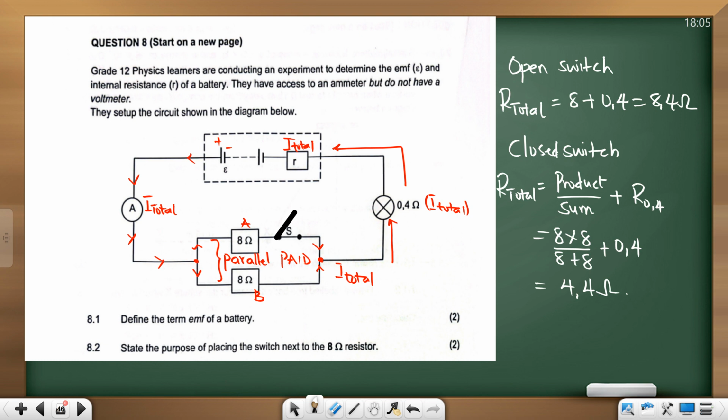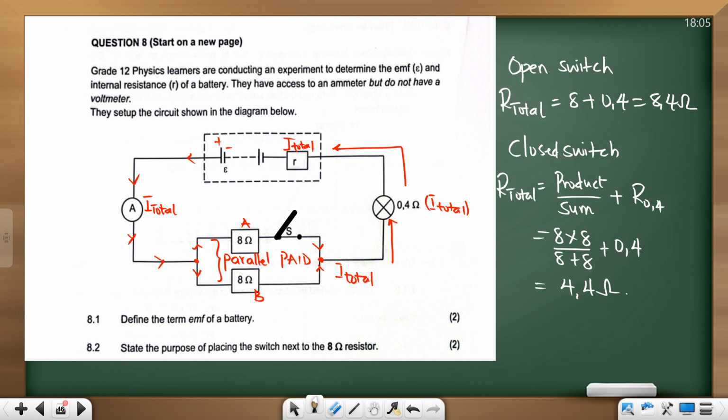Okay. What is the relationship between resistance and current? Inversely proportional. Do you notice when the switch is open, what's the value of the resistance? 8.4. But when we close it, what is the value of the resistance? What happened? It decreased. If resistance decreases, what happens to current? It will increase because they are inversely proportional. Did that make sense? So when the resistance is high, current will be low. When the resistance is low, current will be high. So take note of those tiny little things that examiners want to test you on. What is the relationship? Current and resistance are inversely proportional.